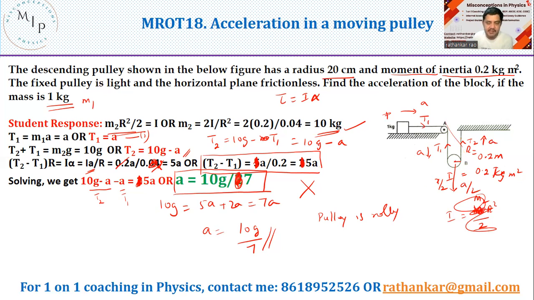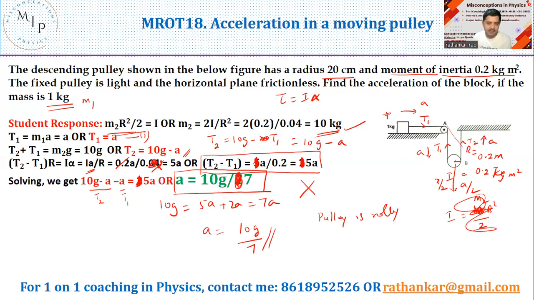But what is the mistake he has done? He has taken the acceleration to be equal to A. That is where the mistake comes. So one has to be very careful. Otherwise, everything is right. Therefore, this is not going to be A, but this is going to be A by 2.